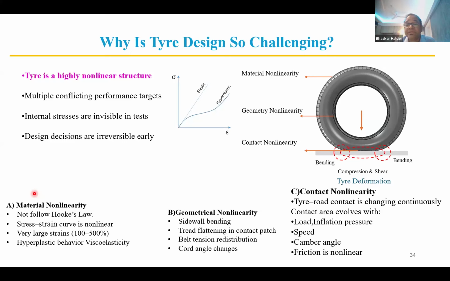And there is some contact nonlinearity also there, because road contact is changing continuously, the contact area evolves. Suppose when the tire is touching the ground, it changes shape, and when it is coming out from the road, it again changes shape. So there is contact nonlinearity in the case of tires. For that reason, it is very difficult to do FEA simulation for tires.